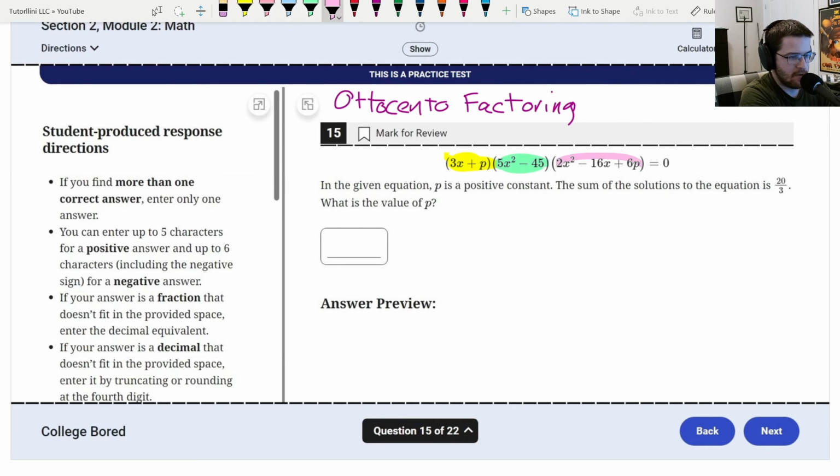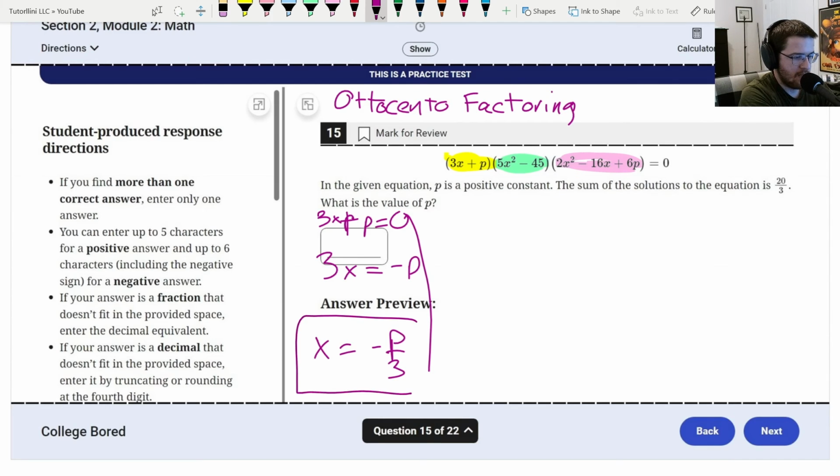for the whole thing to equal 0. So I'm just going to circle them, and then we'll write them down on the page here. So 3x plus p equals 0. I'm going to solve for x. So 3x equals, subtract p from both sides, negative p. Then divide both sides by 3. So x equals negative p over 3. That's the solution to that first one.